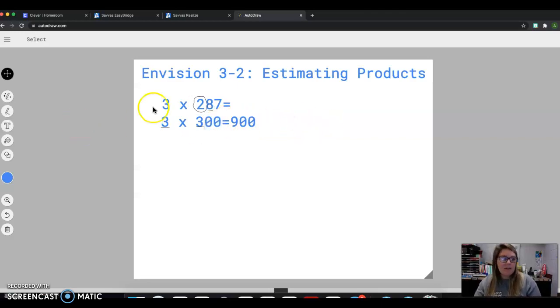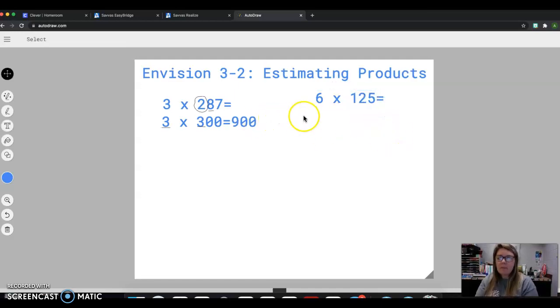Okay, let's look at another example. This time, let's do 6 times 125. So again, we're going to round the number. We're going to round to the largest place value. So find the place value, circle that digit, move to the right and underline it.